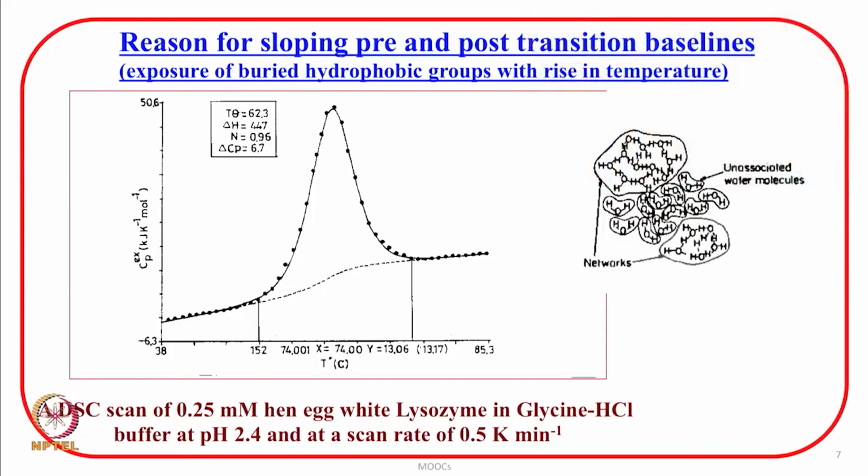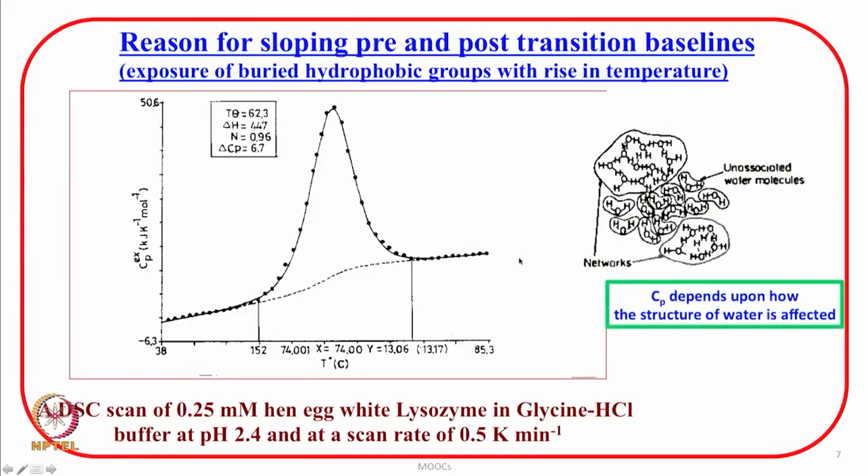So, most importantly, what we should try to connect is how this process is affecting the structure of water. What I discussed is that when you are increasing the temperature, then slowly and slowly the equilibrium is getting shifted towards more tetrahedral network, strengthening the structure of water, and the overall heat capacity is increasing. And after the transition is over, how the unfolded protein affects the structure of water will decide its final heat capacity. So, that is why the comment over here, Cp depends upon how the structure of water is affected.